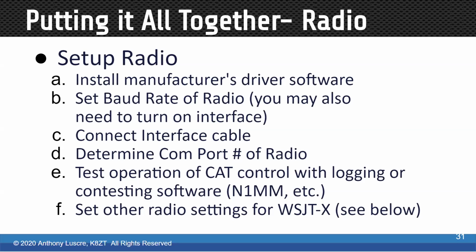Connect your interface to your computer. Determine which COM port is being used by the software. And I'm going to be talking Windows for the most part right now, although these things are very similar for the other computers. And then test to make sure your CAT control is working by using another piece of software.